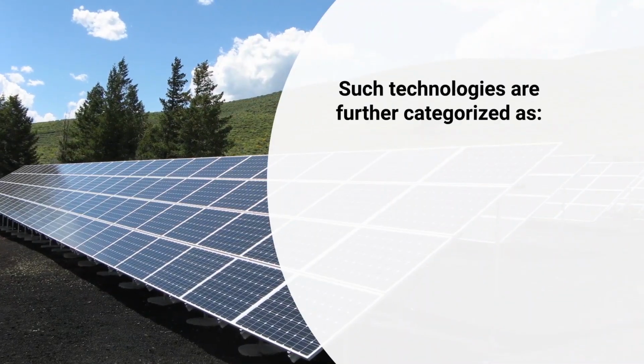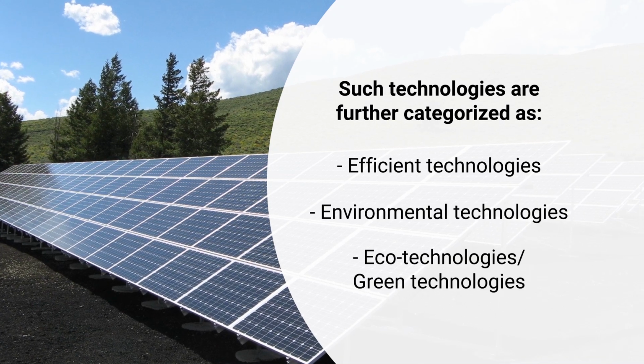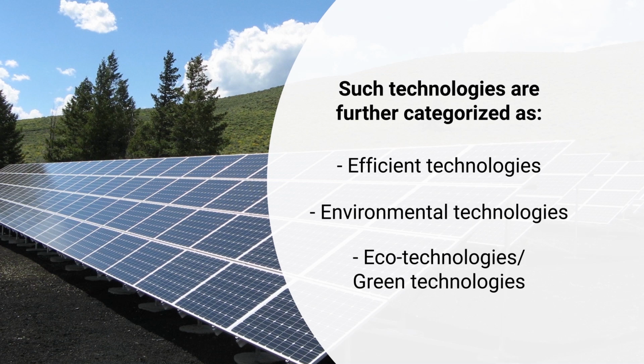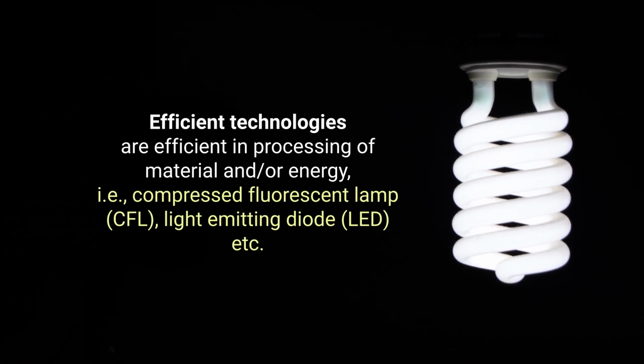Sustainable technology should respect the ethical and cultural considerations of all life forms. Such technologies are further categorized as efficient technologies, environmental technologies, and eco-technologies or green technologies. Efficient technologies are efficient in processing of material or energy. For example, if we use a CFL lamp and LED lamps, then they will consume lesser energy than your regular lamps.